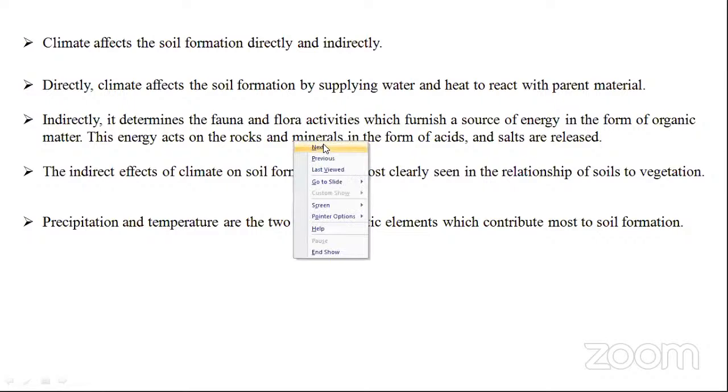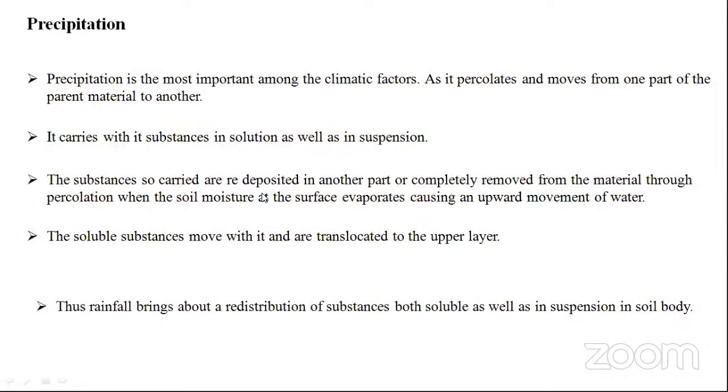Coming to another thing, precipitation. Precipitation is just a repetition, students. When the water comes, it will dissolve with some other solution, some iron or some minerals, and the suspension will react upon the parent material. It will then be relocated to another area. Sometimes it goes upward and settles in the soil.